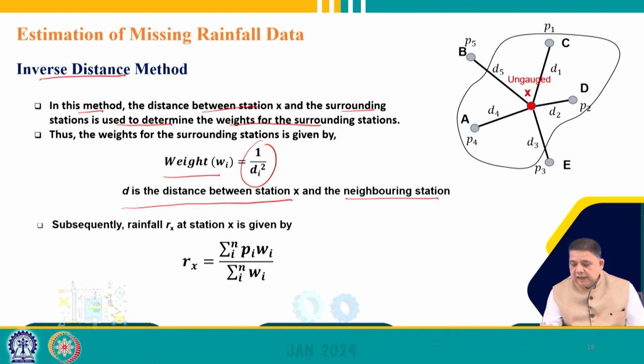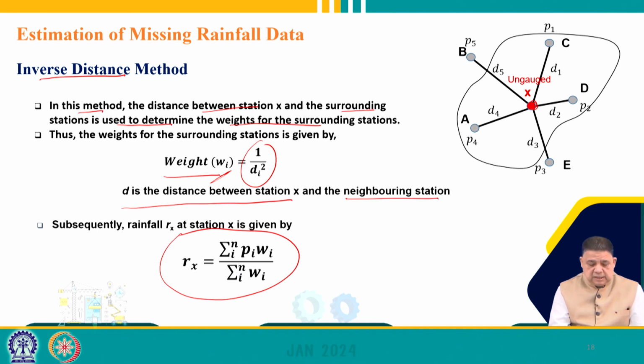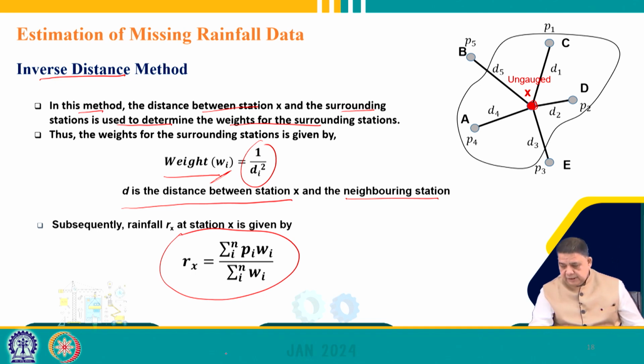So, in this case, suppose this is the problem station X and these are our neighboring stations. First thing we have to do is measure the distances. By knowing the coordinates, we can easily calculate the distances between 2 points. So, these distances d 1 to d 5 are estimated, and once the distances are there, we can find the weights assigned to different stations. Then, using this equation, where the numerator is the sum of P i W i and the denominator is the sum of the weights assigned to different stations, we can find the missing rainfall at station X.